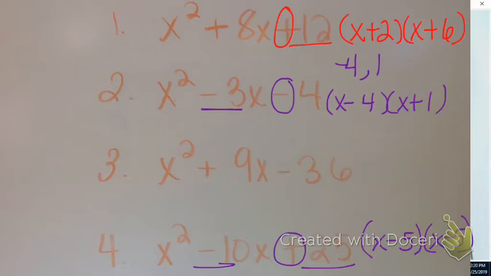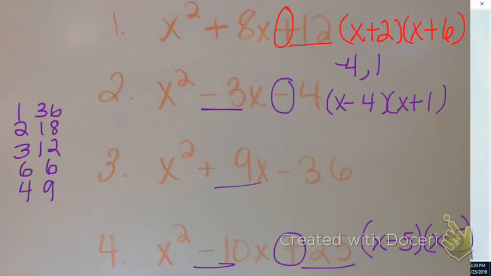Okay, so number 3, the things that multiply to give me 36. There's so many choices here. There's 1 and 36. There's 2 and 18. 3 and 12. 6 and 6. 4 and 9. Okay, you're trying to get 9. There's a minus right there, so I want to subtract them. So it has to be 12 and 3. Okay, because the 9 is positive, that means the 12 is going to be positive. So you get x plus 12 and x minus 3.